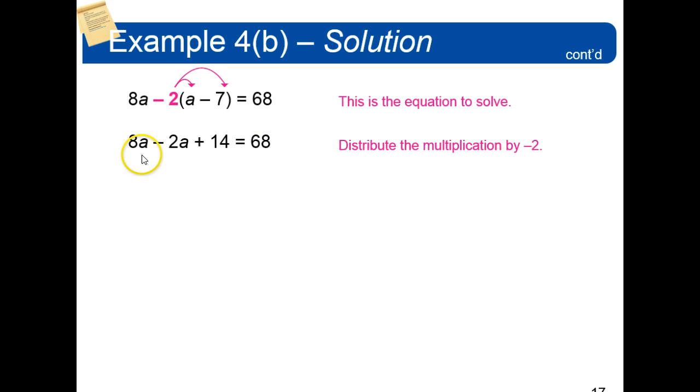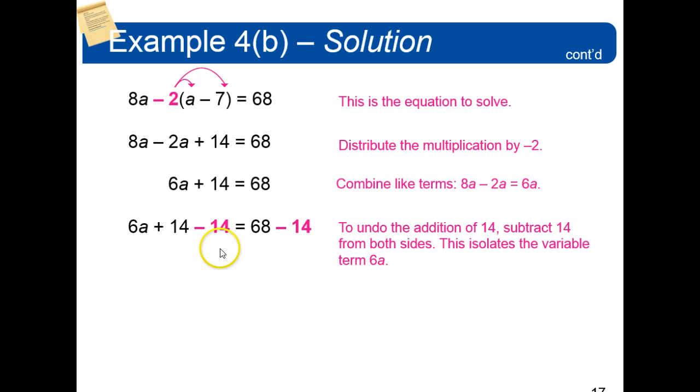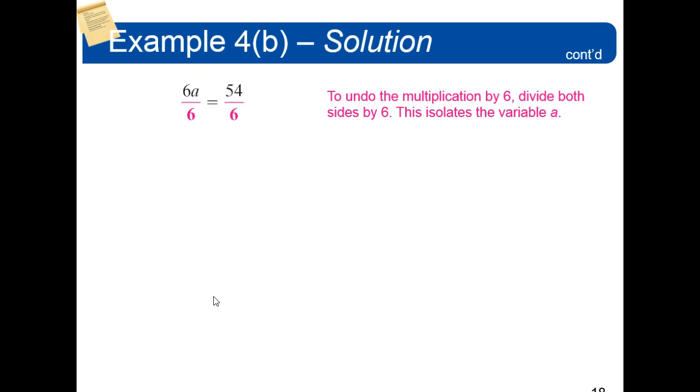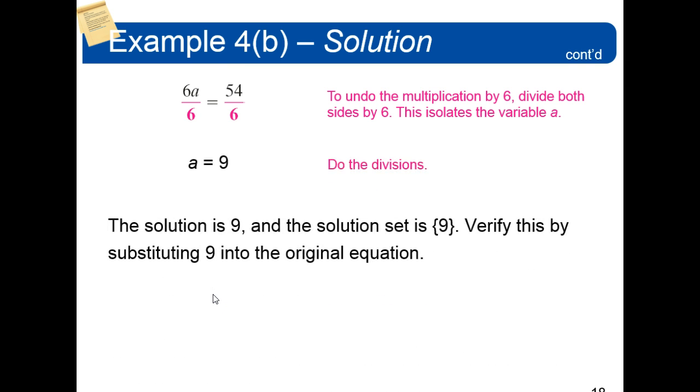Our next step is to look at both sides and see if anything can be simplified. Here we have like terms. 8a minus 2a is 6a plus 14 equals 68. Now, this is the term containing the variable. It's the last term we work with. We're going to subtract 14 from both sides. So we end up with 6a equals 54. To finish now, we're going to divide both sides by 6, and a equals 9.